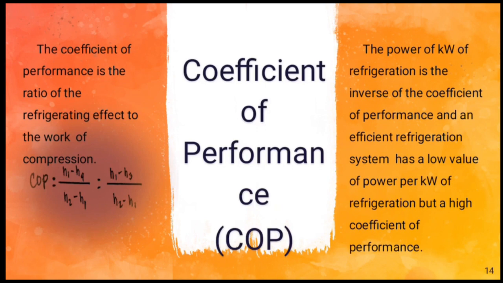So the power in kilowatts of refrigeration is the inverse of the coefficient of performance. An efficient refrigeration system has a low value of power per kilowatt of refrigeration but a high coefficient of performance. So when the COP, or coefficient of performance, rises, it means that the cooling output rises in proportion to the power input. So when the COP increases, the efficiency is greater.